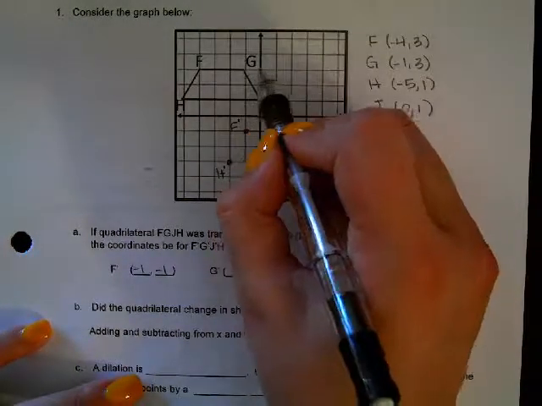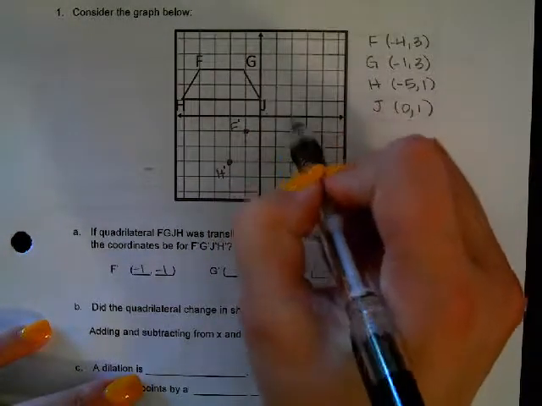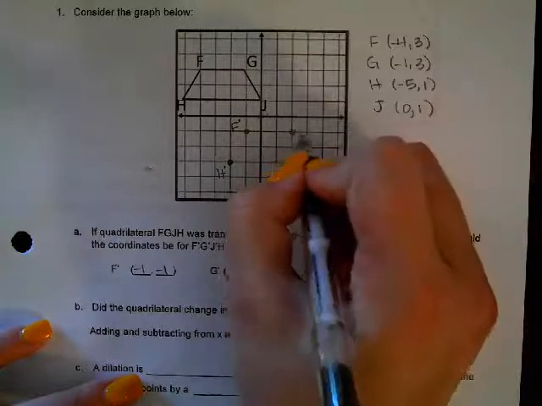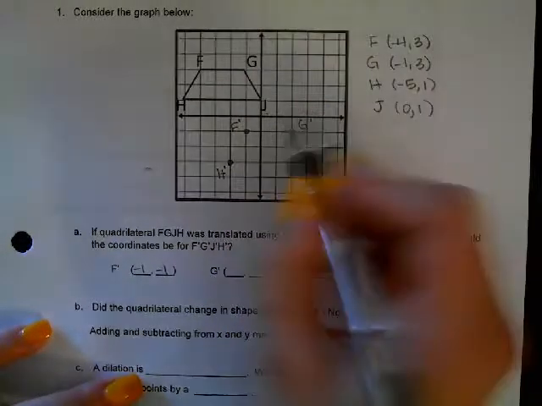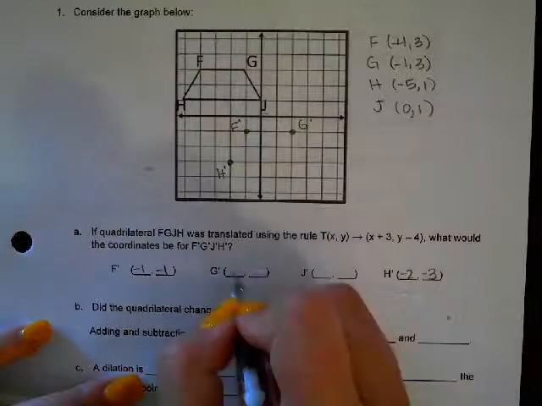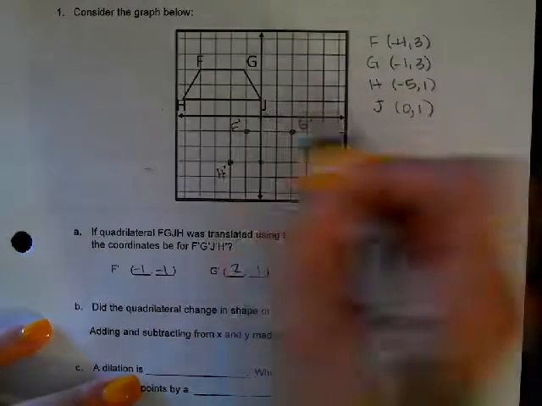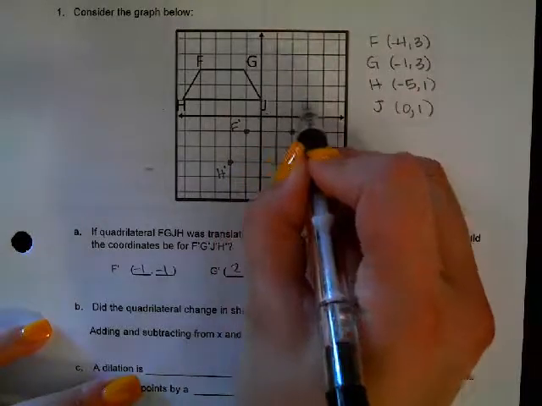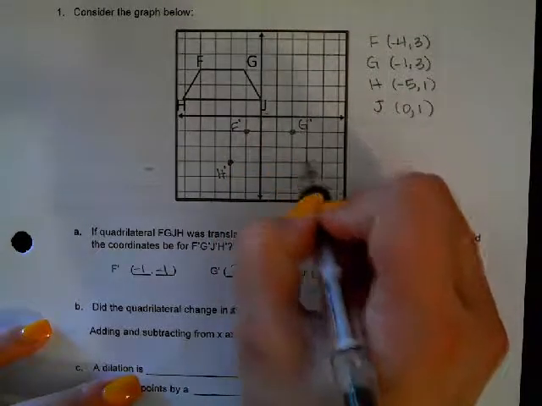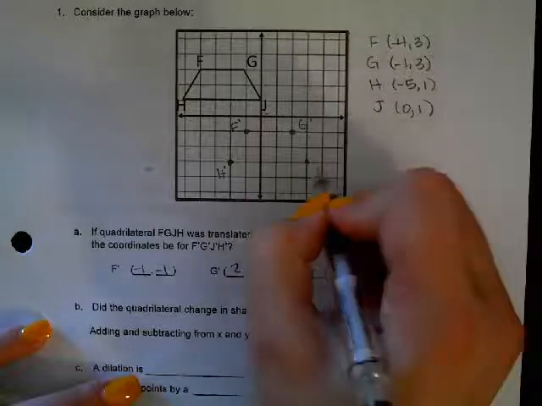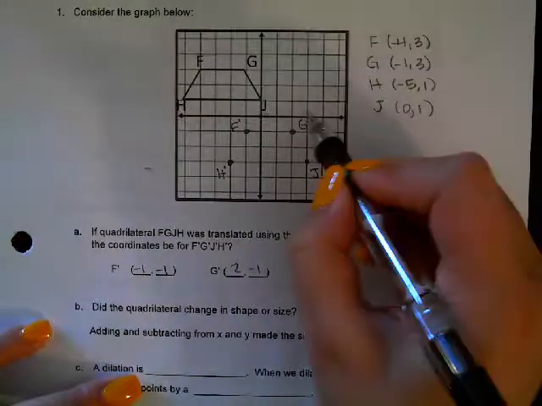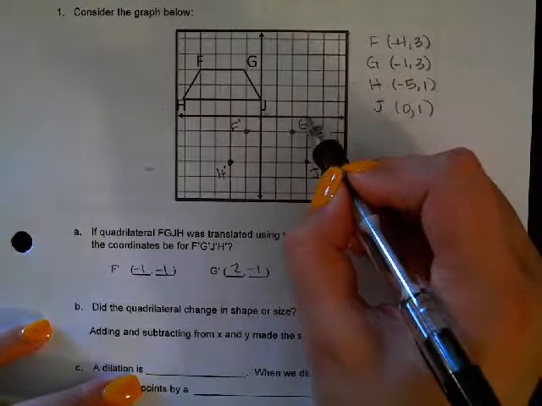G, 1, 2, 3, 1, 2, 3, 4. G prime. That's right 2, down 1. And then J, right 1, 2, 3, down 1, 2, 3, 4. J prime. Right 3, down 3.